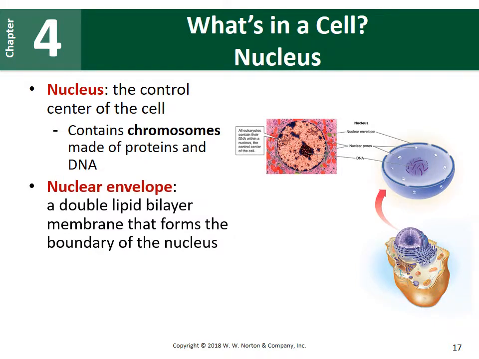The nucleus has a nuclear envelope. So this is what makes it a separate structure, is that it has a double lipid bilayer membrane that forms the boundary of the nucleus. It's very similar to the plasma membrane. The plasma membrane defines the cell. The nuclear envelope defines the nucleus.